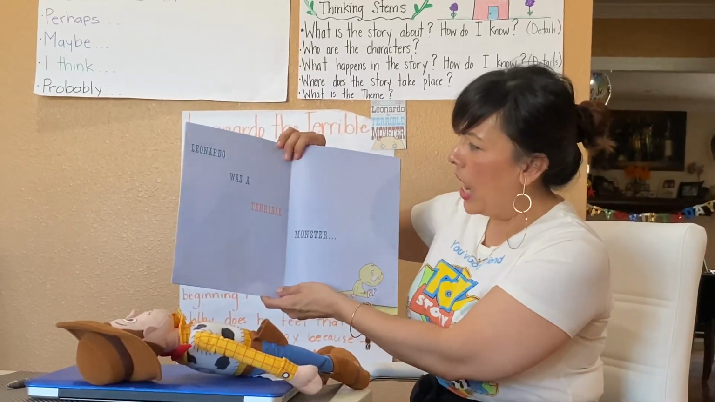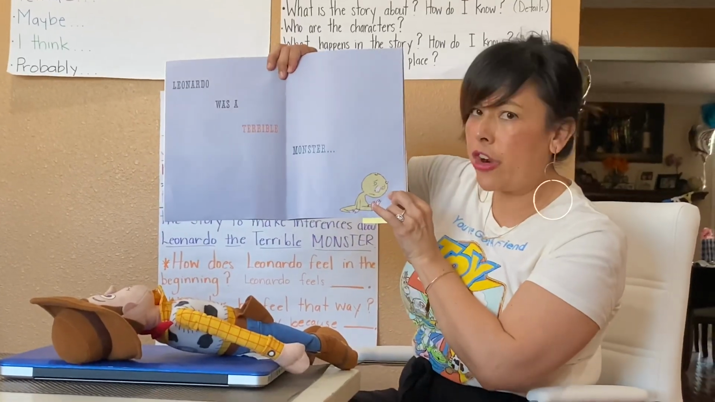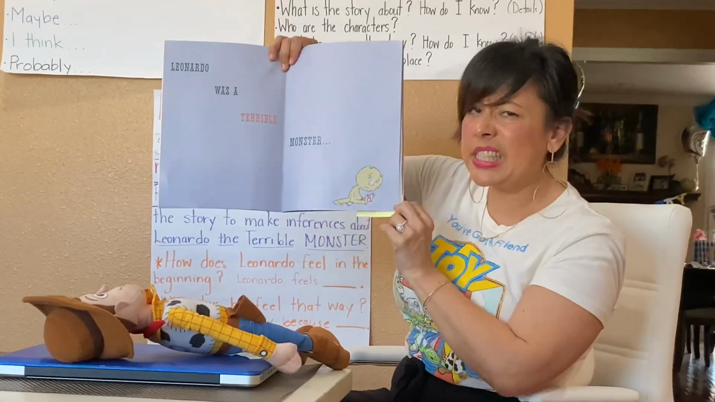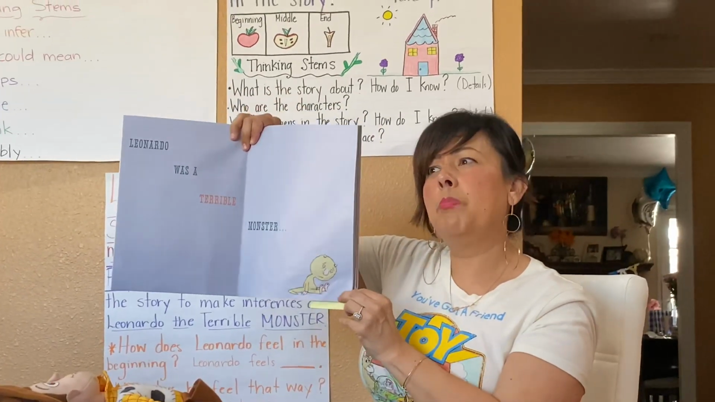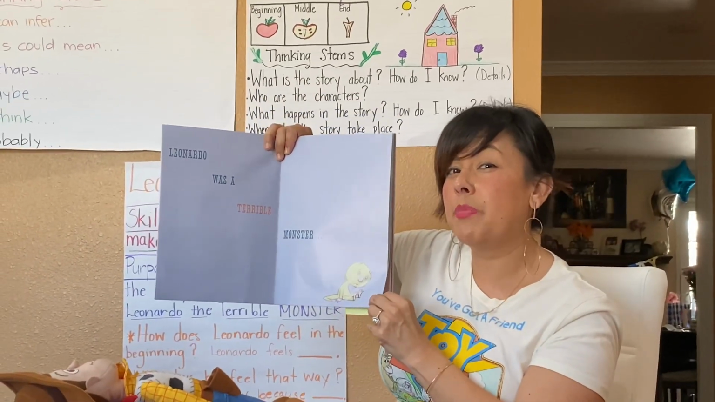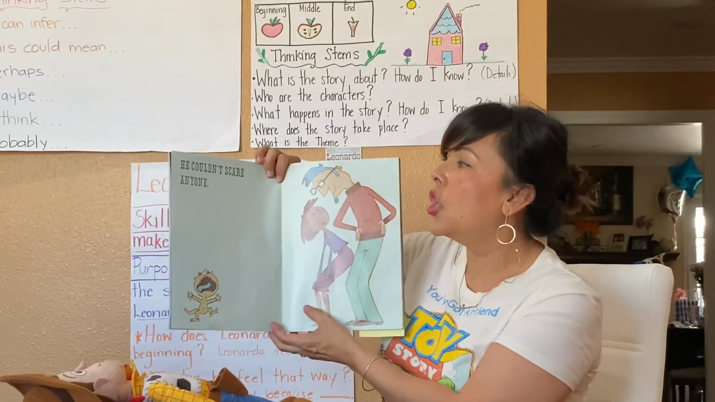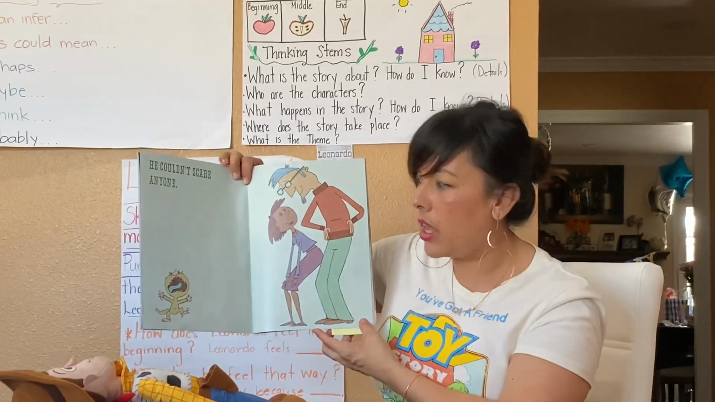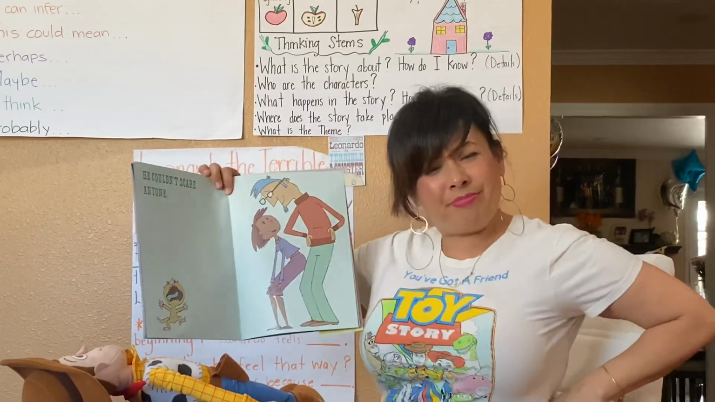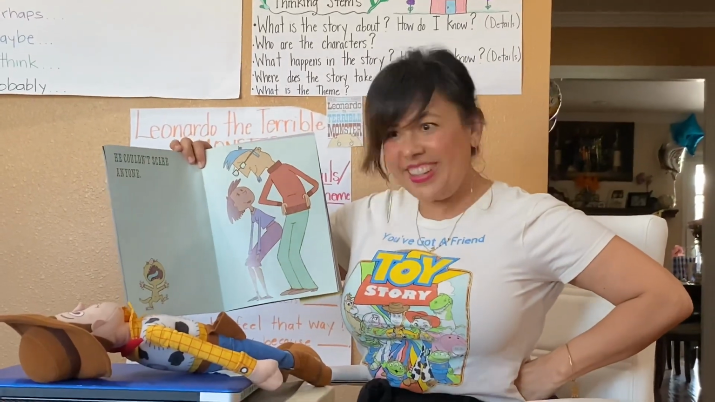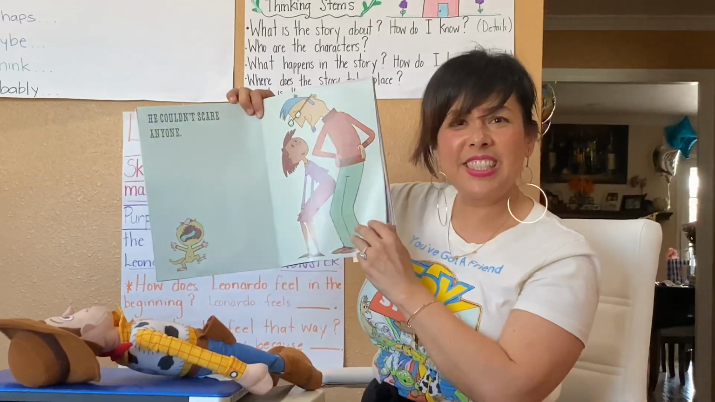Leonardo was a terrible monster. This is Leonardo right here, boys and girls. Look at him, he looks a little small. Doesn't look that mean. So maybe terrible means something different in this story. He couldn't scare anyone. Look at these people. They're like, "Aw, he's so cute." And look at him. He's upset.